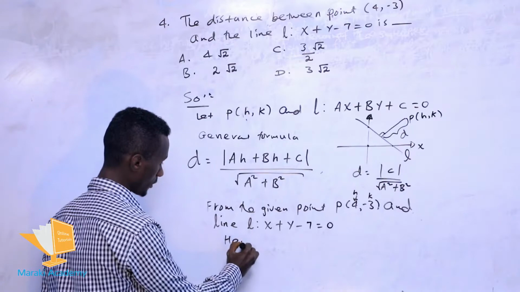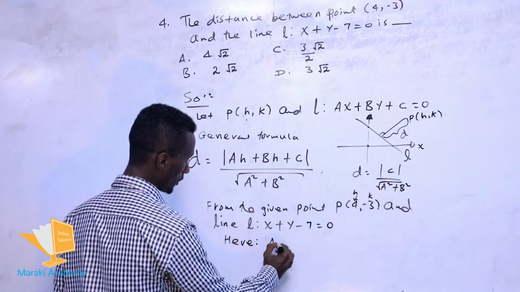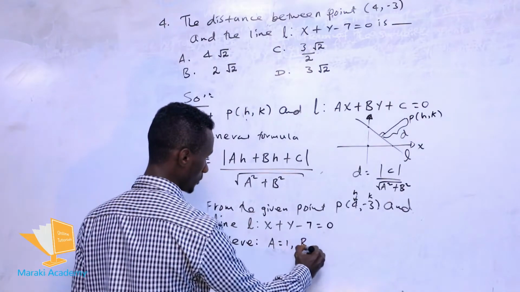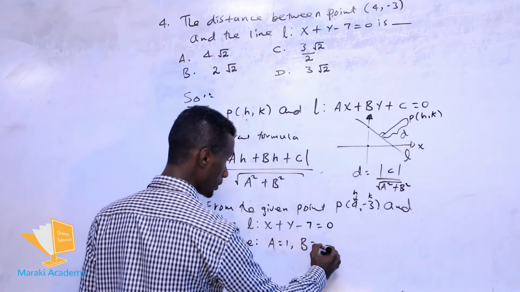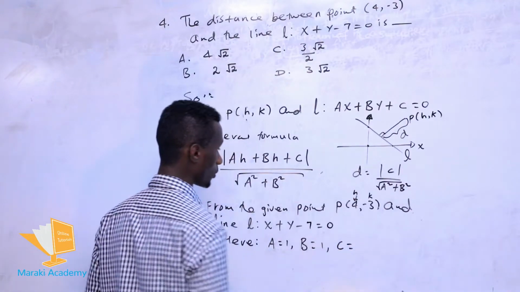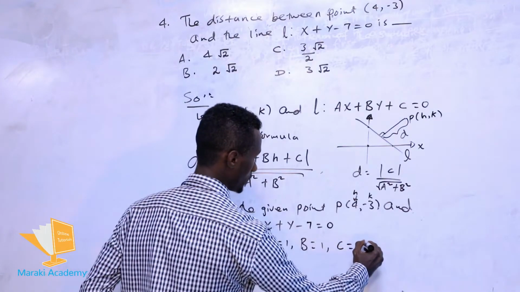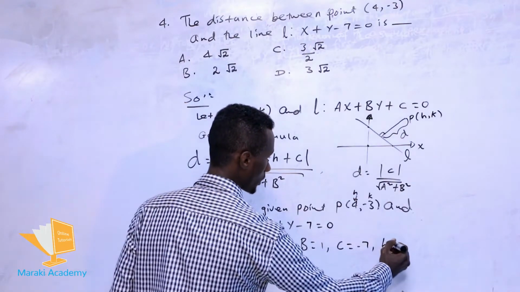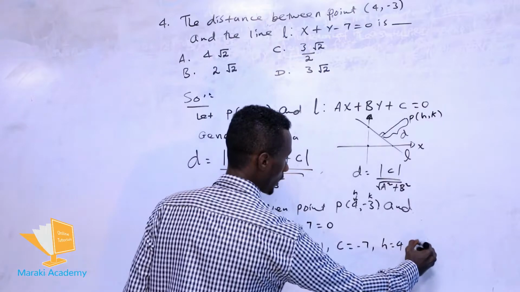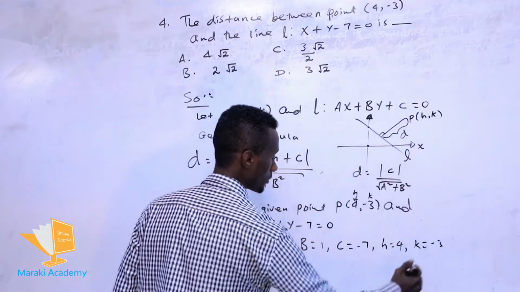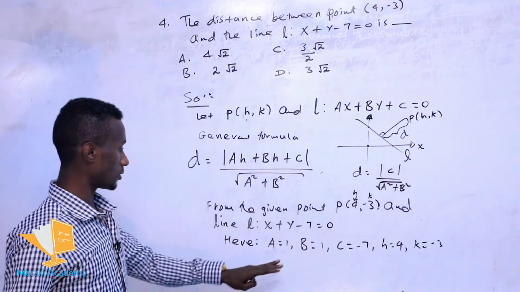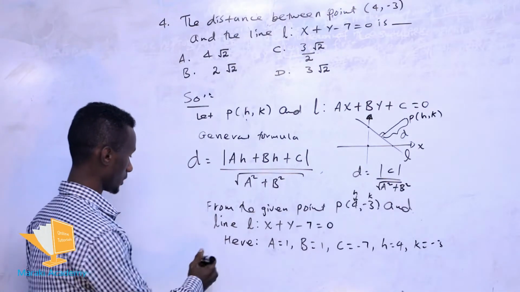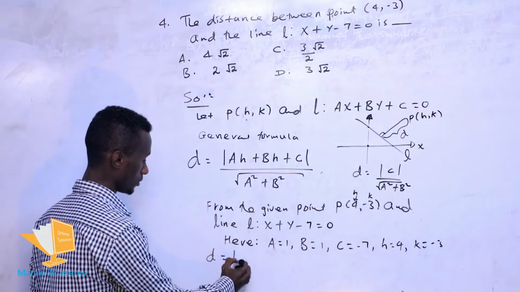Here the value of A is the coefficient of X, which is 1. The value of B is the coefficient of Y, which is 1, and the value of C, the constant term, is minus 7. H is the x coordinate, which is 4, and K is minus 3. So we simply substitute into the formula to find the distance.